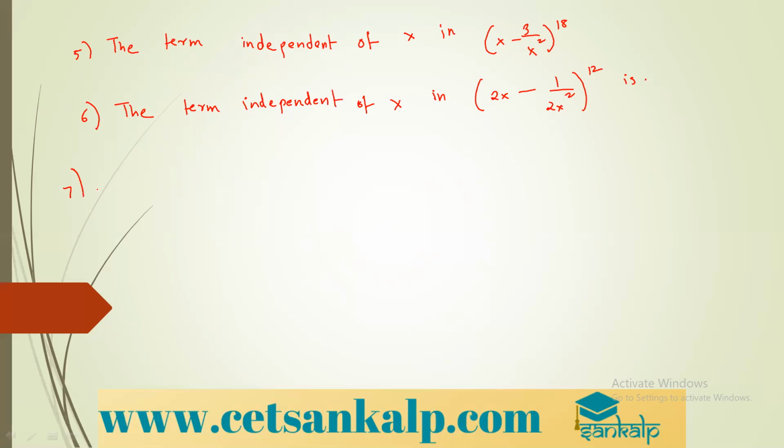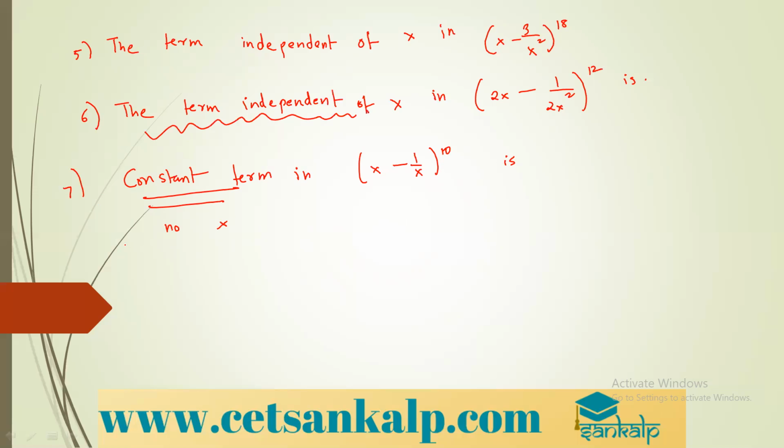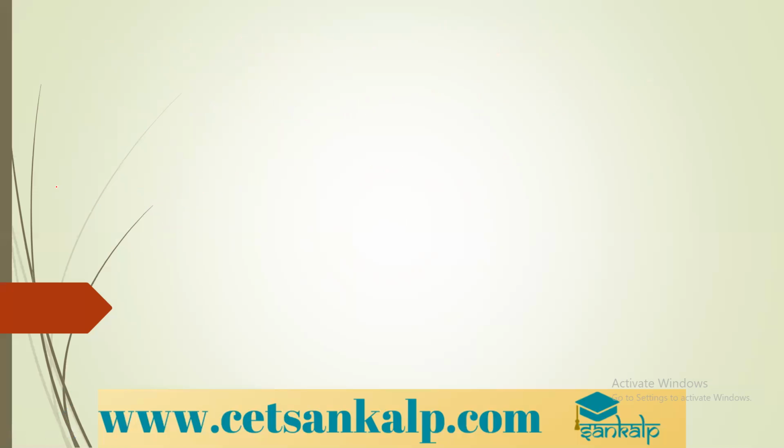Seventh question, constant term in x minus 1 by x whole power 10 is. Constant term means no x. No x means the term independent of x. So it's the same. This one also you can take as homework.